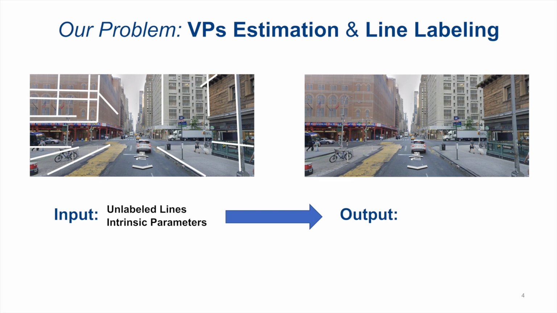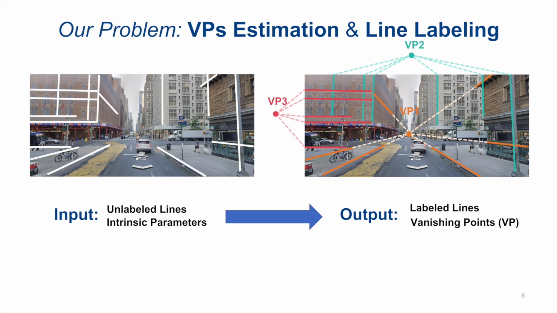In this work, we address the problem of joint vanishing points estimation and line labeling. From a single image, given a set of unlabeled line segments and the camera's intrinsic parameters, our goal is twofold. First, to correctly assign each line segment to its corresponding VP or to an outlier class. Second, to estimate the locations of each VP.